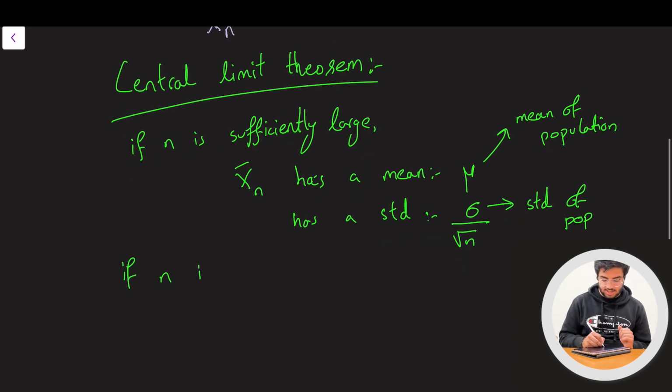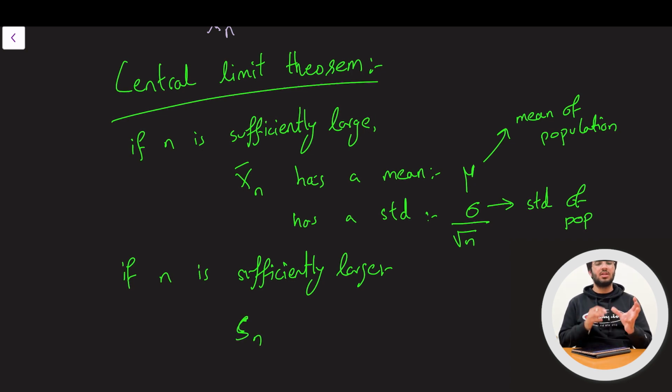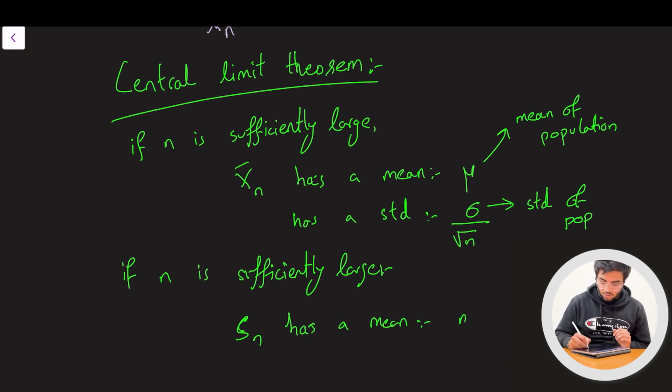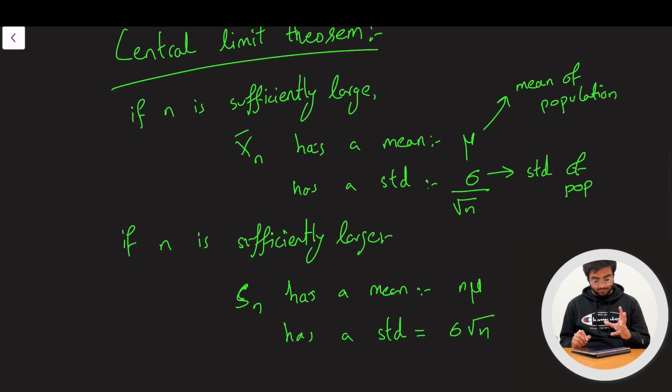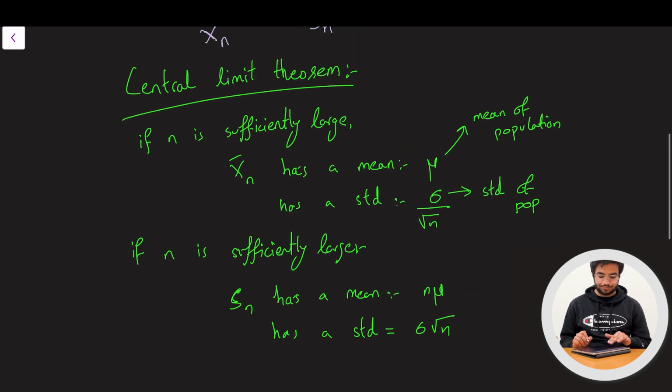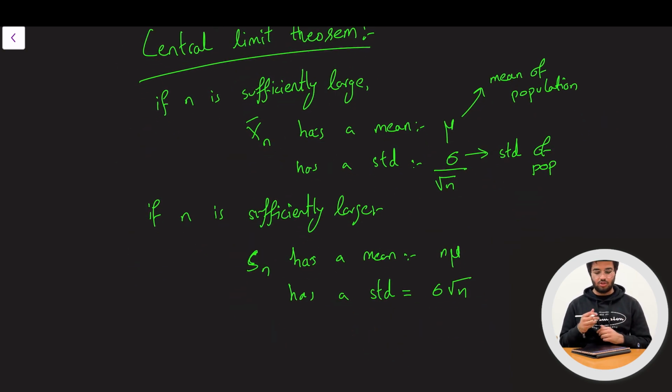It also says that if n is sufficiently large, S of n, so the sample sums, the total of each sample, has a mean n mu, okay, so n times the population mean again, and has a standard deviation of sigma square root n. So there is your mean and there is your standard deviation.